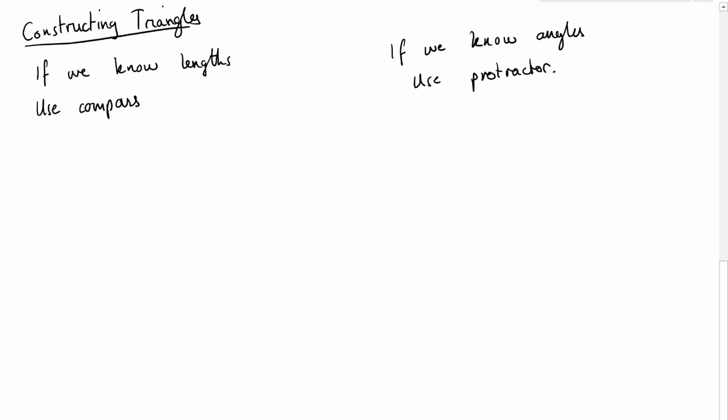Okay, so let's say, for example, that we know that the base of this triangle has a length of, I don't know, let's say 6 centimeters. Okay, and we know that the other two sides have lengths of 4 centimeters and let's say 8 centimeters.